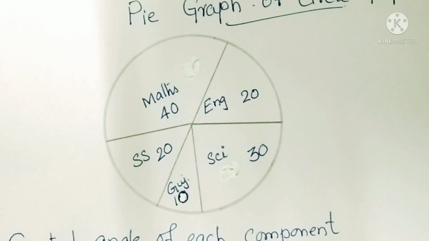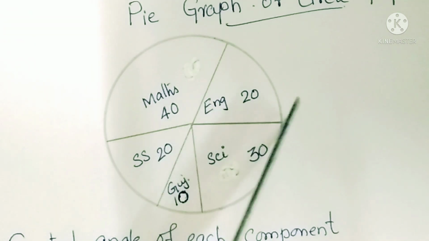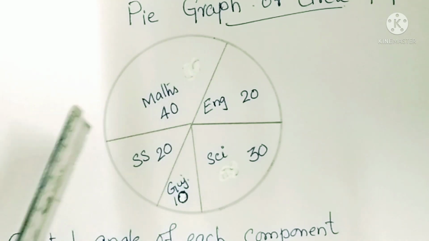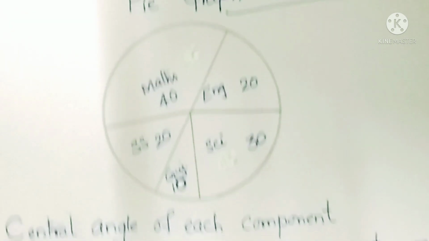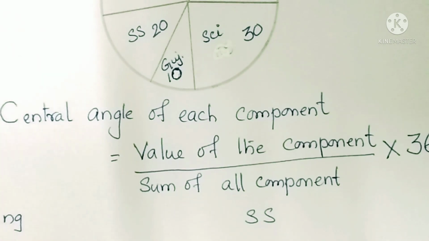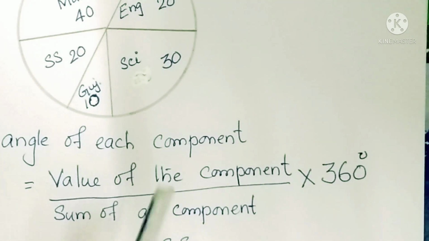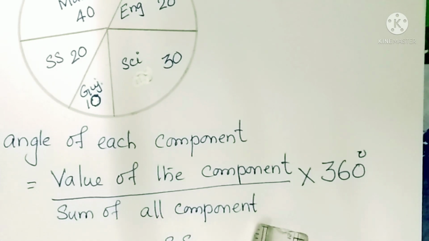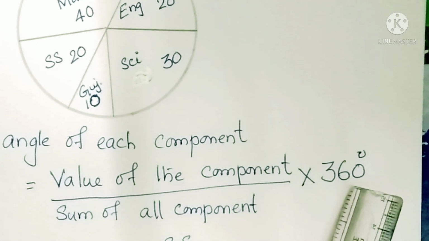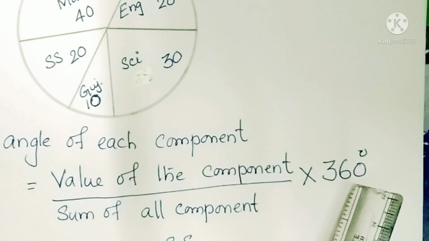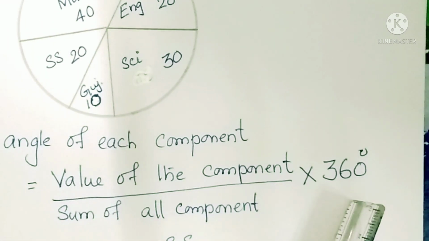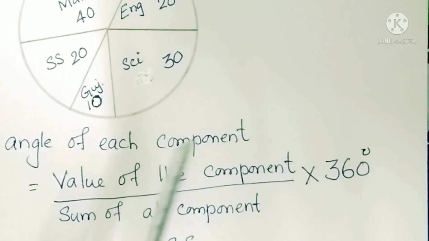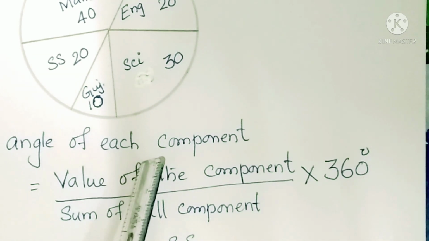First of all, as you know, here angles are made. So, we have to find out the central angle of each part. For finding out the central angle of each component, there is a formula. The formula is this: value of each component upon the sum of all components multiplied by 360 degree. Now, why do we multiply by 360 degree? Because the total measure of angle of a circle is 360 degree. This shows the ratio between the whole and the particular component.